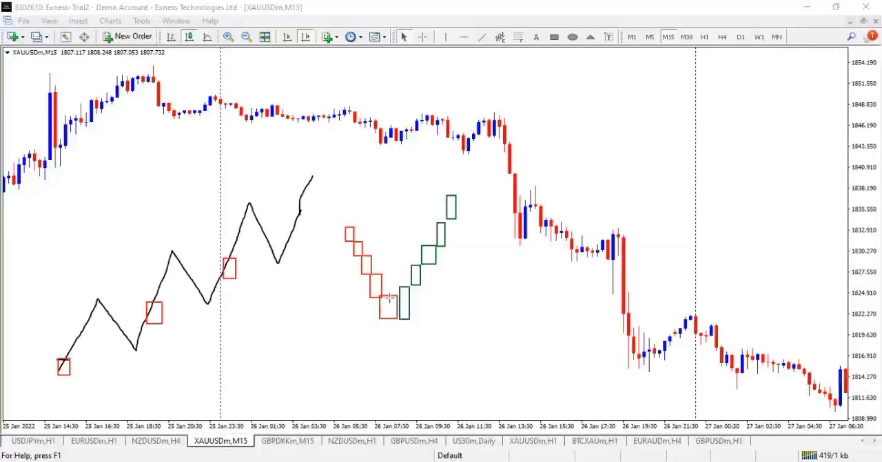So what you need to do is mark out the range of this. Most of the time we use a rectangle, with white, red or yellow color. You mark it out like this. So this is your bearish order block.